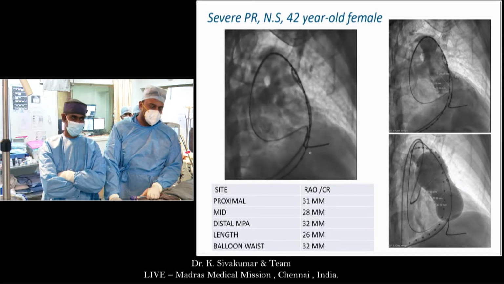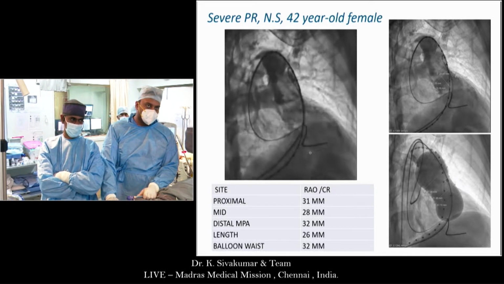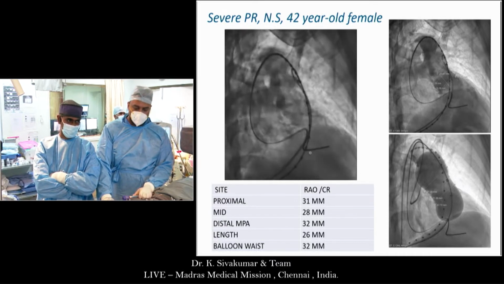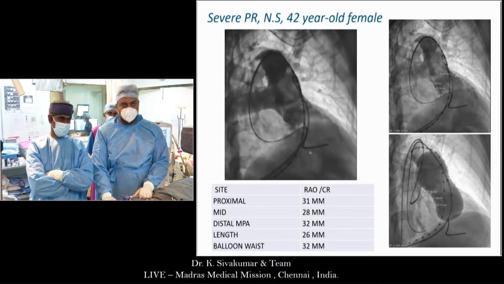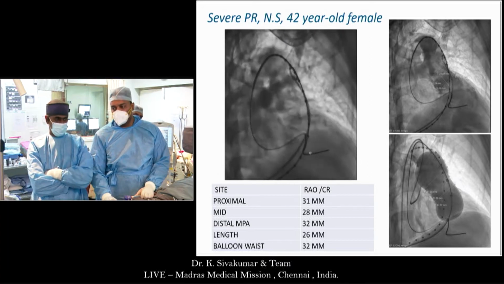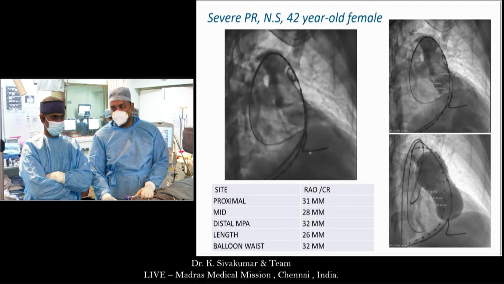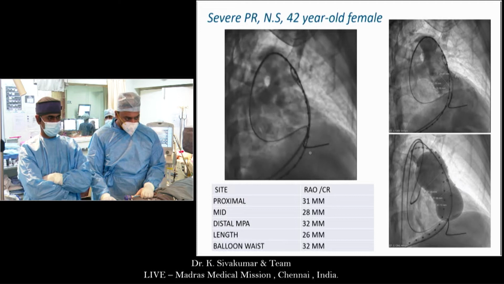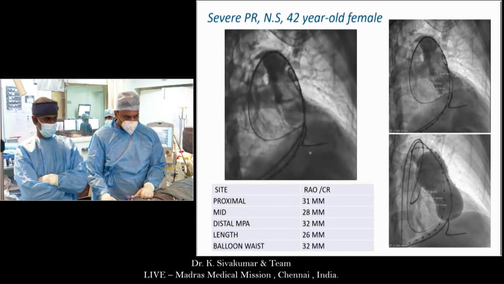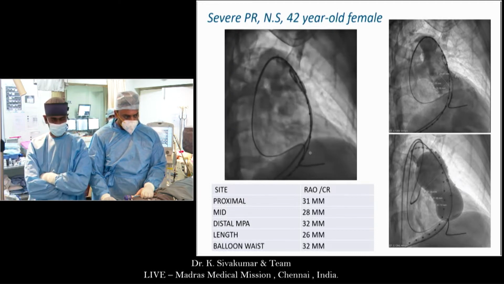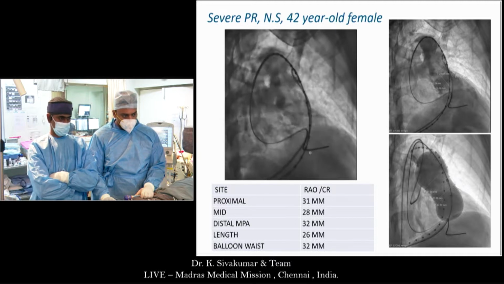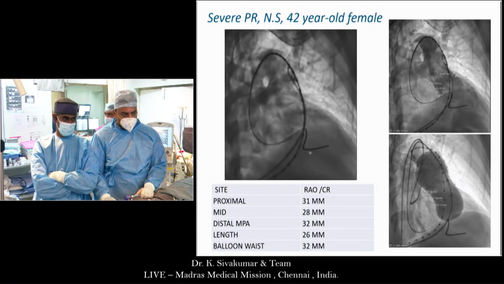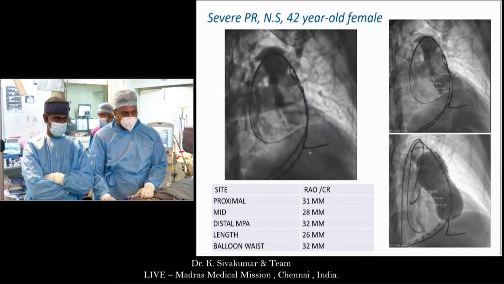So this is probably the RAO cranial view. You put the wire onto the right and left pulmonary artery in order to delineate the anatomy in different angulation. It's quite a broad bifurcation, and the proximal part is 31 millimeter. The middle part is smaller than on lateral view, 28. Distal MPA 32, and the length 26. And here also the same diameter of the waist with the sizing balloon, 32 millimeter in the middle. Next please.